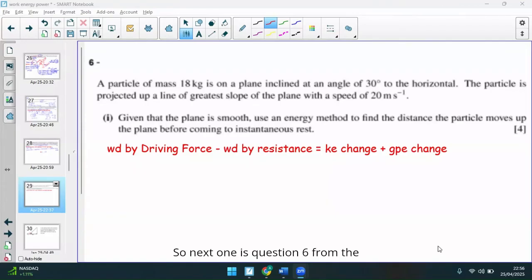So next one is question 6 from the topicals, and again it's an energy question. I've got the formula there. You should also write it down as soon as you see an energy question. Now, if you read the question, pause it, read it, underline the keywords, and then we'll go through it.